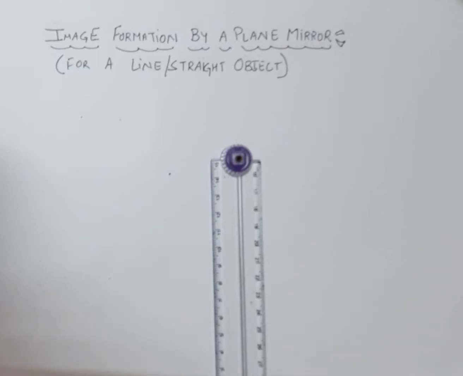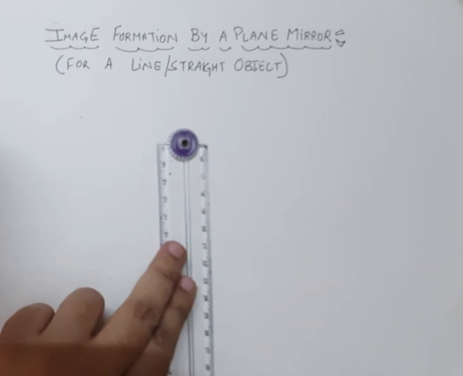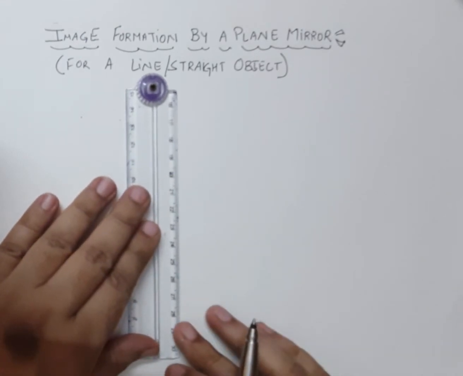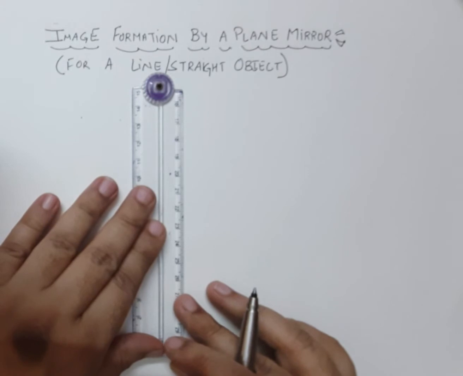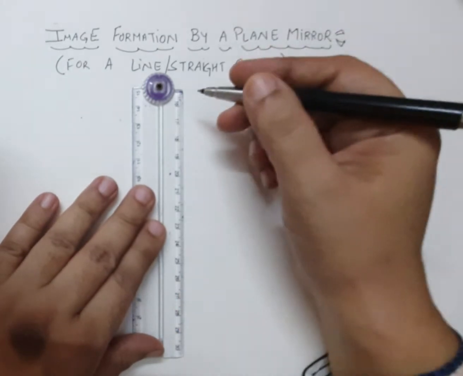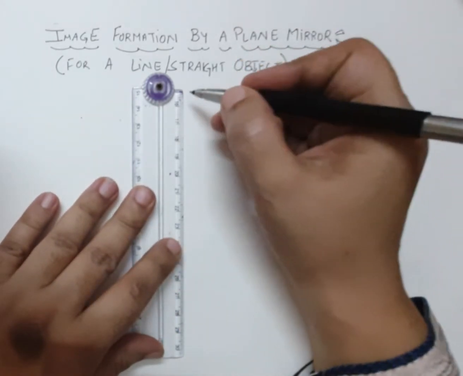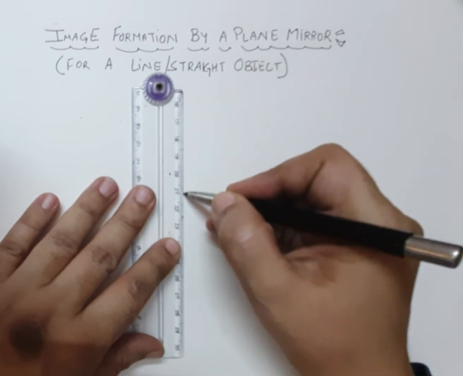Hello everyone. In this video, let's start understanding how to draw the image formation by a plane mirror for a line object, or a straight line object. In the previous video, you must have checked how to draw the image formation by a plane mirror for a point size object. So let's draw the plane mirror first.